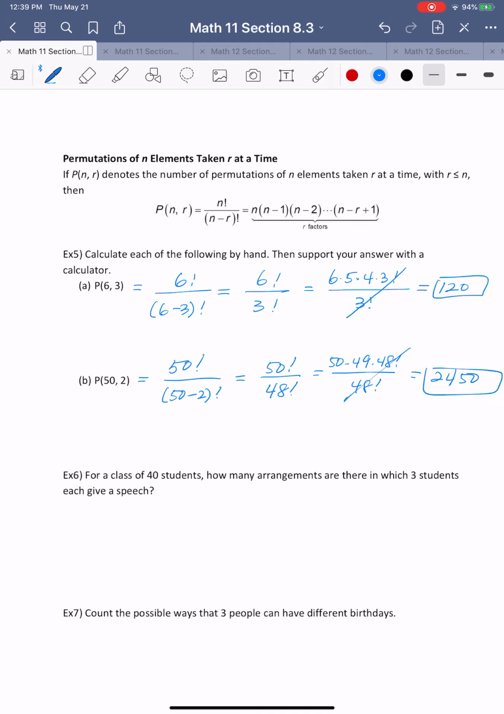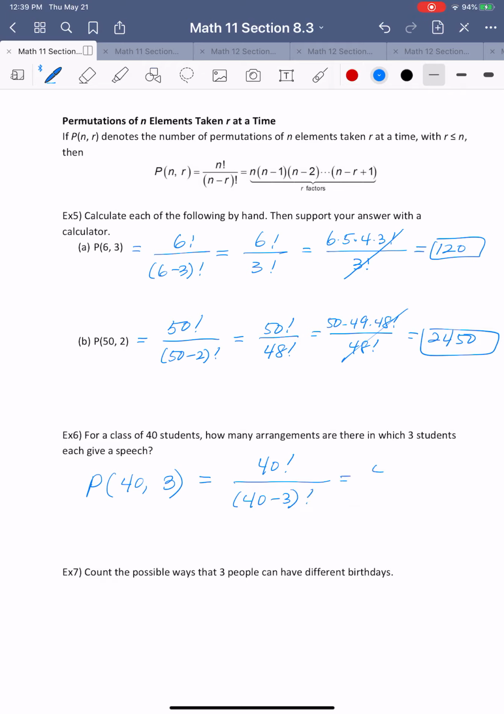All right, now problem number 6. For a class of 40 students, how many arrangements are there in which 3 students each give a speech? So each student is different, okay? So order is important, permutation. 40, but you only choose 3 from there, which means 40 factorial over 40 minus 3 factorial, which is 40 factorial over 37 factorial. Use a calculator, you get 59,280.